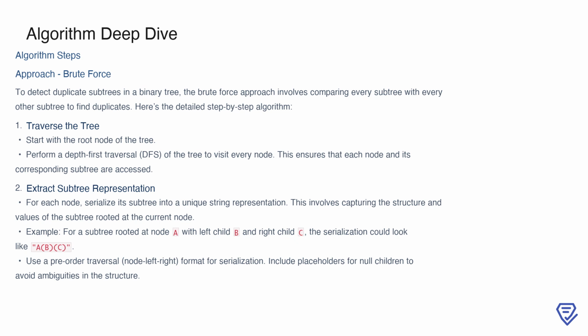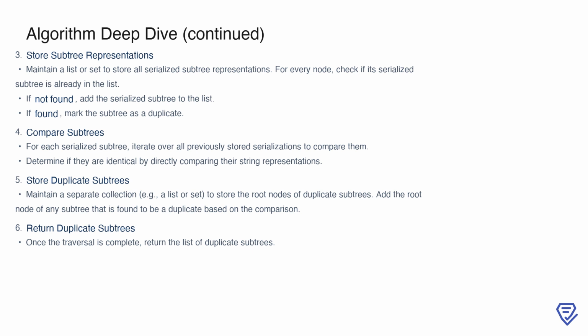A common way to serialize is by using a pre-order traversal, which processes the current node first, then the left child, and finally the right child. Placeholders are included for null children to prevent structural ambiguities. For example, if a subtree is rooted at node A with left child B and right child C, its serialization might look like A, B, C. This unique representation is the foundation for comparing subtrees in this approach. After generating the serialized representation for each subtree, we need to store these representations. A list or set can be used for this purpose.